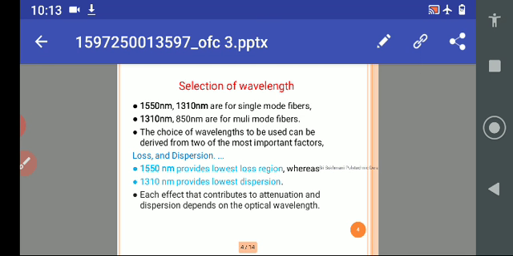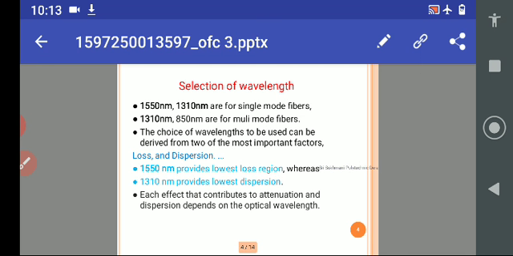Now, the important point is how to choose the wavelength. The wavelength selection is a very important factor. There are two important factors. Number one is losses in the fiber. Second is dispersion.